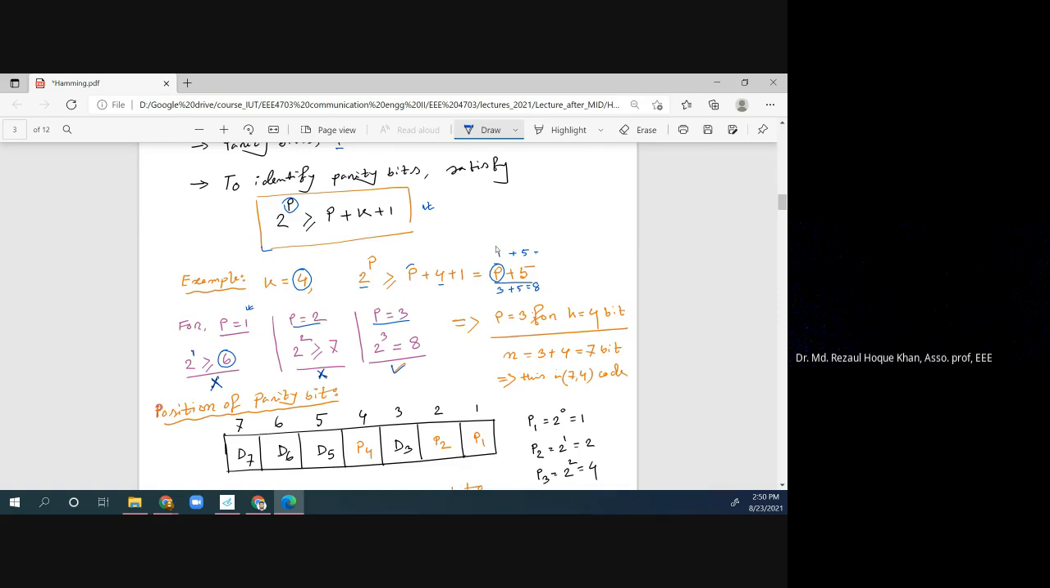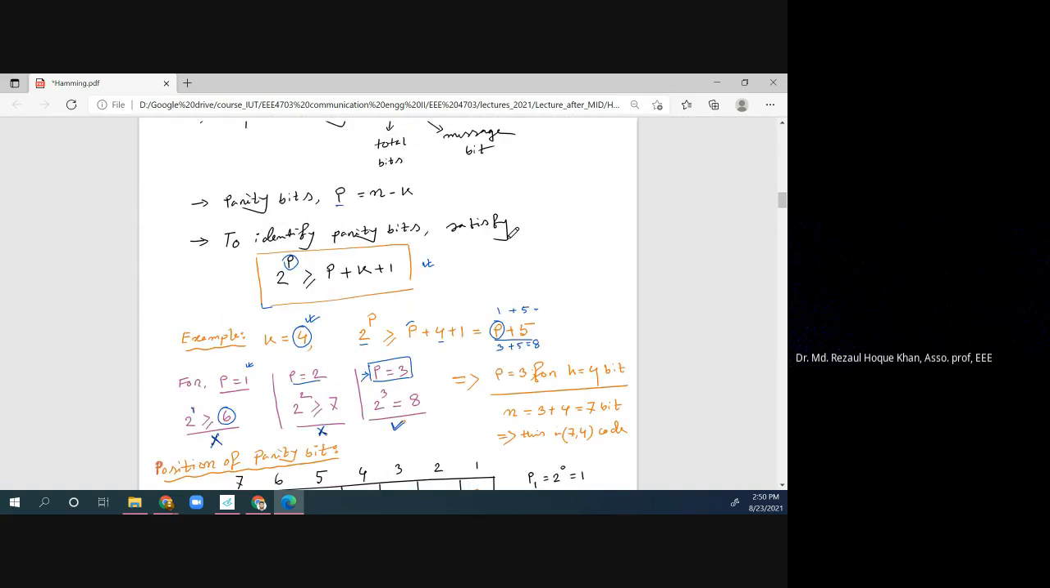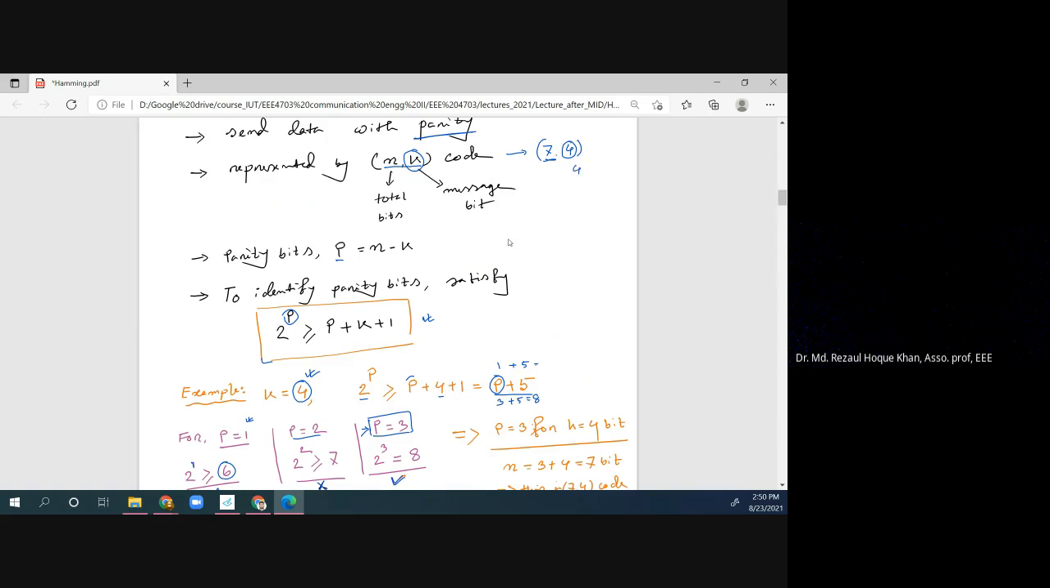So this condition is satisfied. At what P does this condition satisfy? P equals 3. It means if I have 4 message bits, I should have 3 parity bits. Got it, guys? If I have 4 message bits, I should have 3 parity bits, which makes my total code word 7 bits.